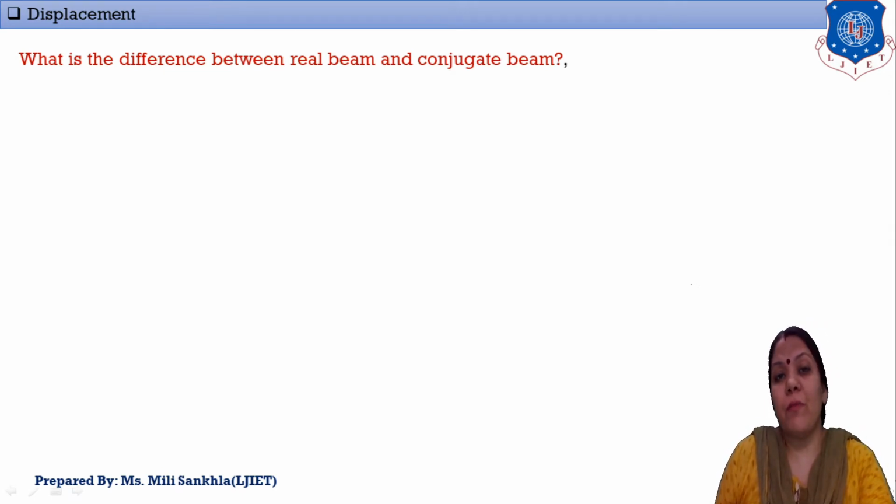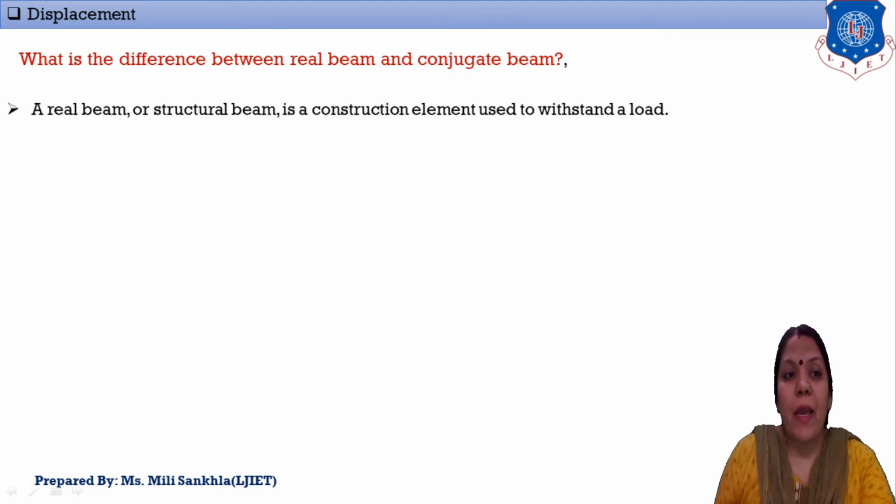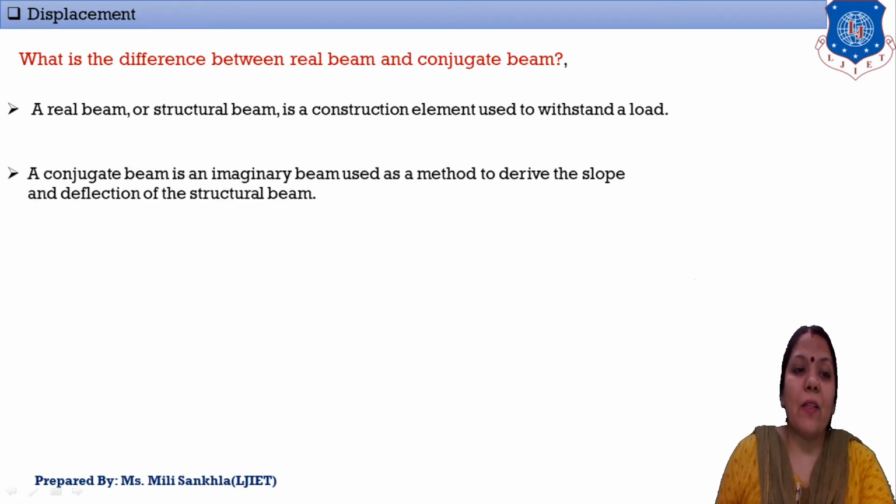The first difference is in the definition. A conjugate beam is an imaginary beam, and our real beam is the real structural beam, used for construction to withstand the given load. This is the first difference between the conjugate beam and the real beam. Second, the conjugate beam is an imaginary beam, and we use it to find out the slope and deflection of our given structural beam.